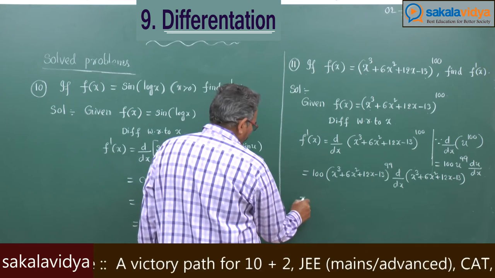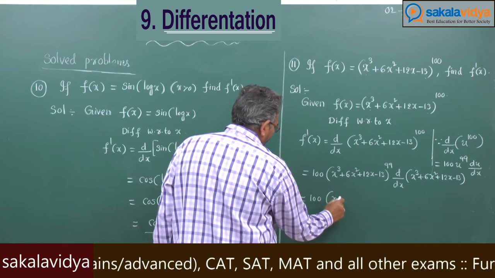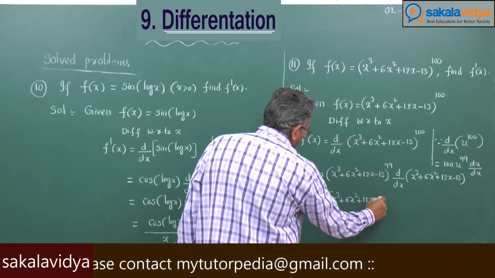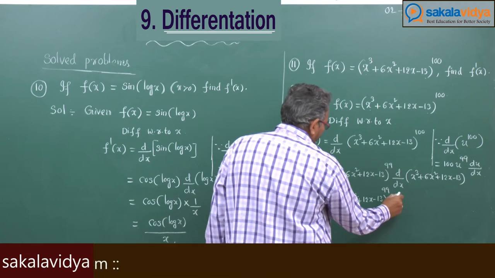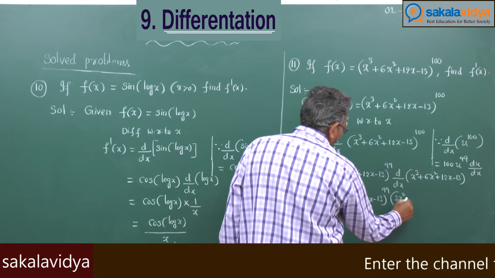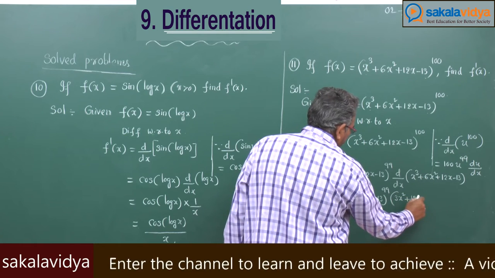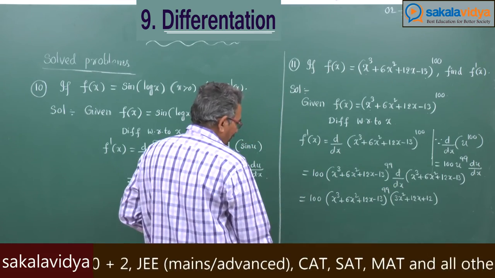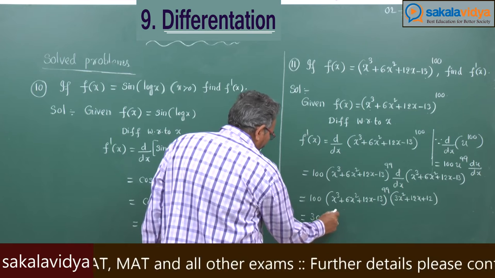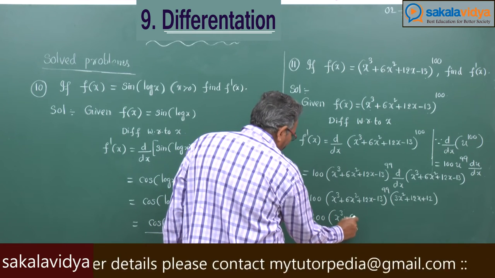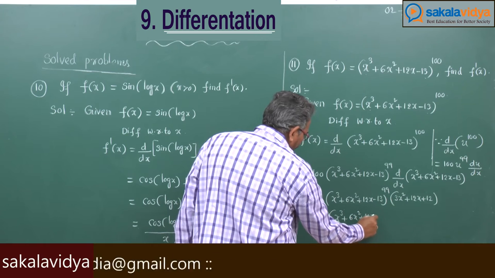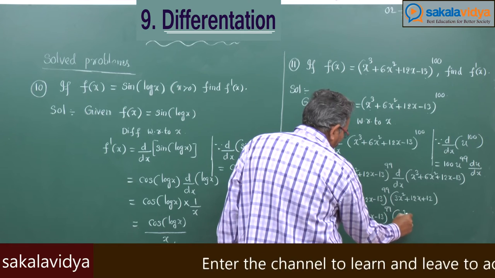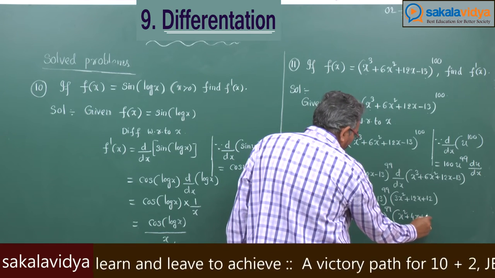Now this is equal to 100 into (x cube plus 6x square plus 12x minus 13) all to the power of 99 into, x cube differentiation is 3x square, this is 12x plus 12. Take 3 common. If you take 3 common, 300 into (x cube plus 6x square plus 12x minus 13) all to the power of 99 into (x square plus 4x plus 4).